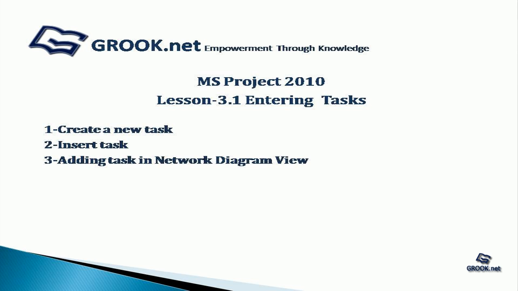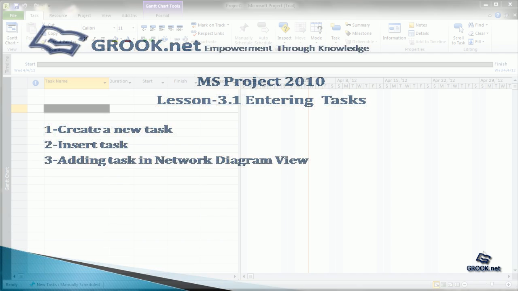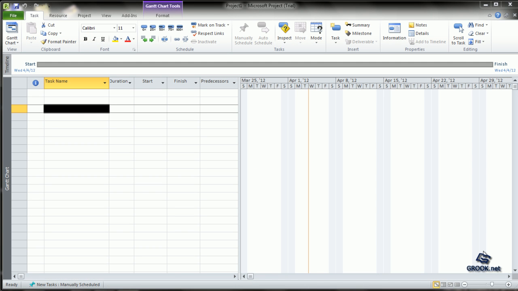In lesson 3.1, we see how to enter tasks. So first, we see how to create a new task, how to insert a task between existing tasks, how to add tasks in the network diagram view. Through this series of MS Project video tutorials, we shall see how to create a project plan for a residential project. The first step, which is entering tasks, will be dealt with in this video tutorial.